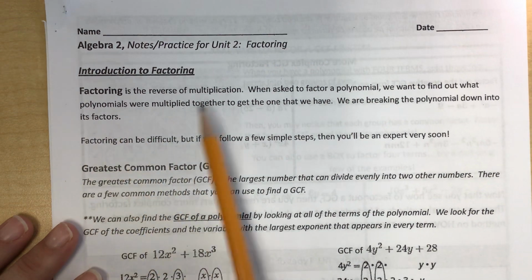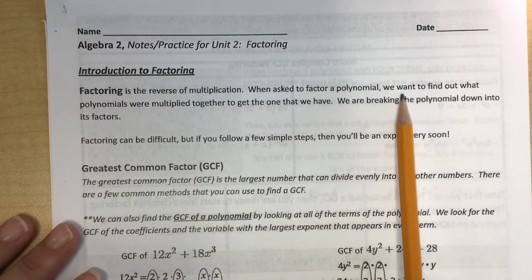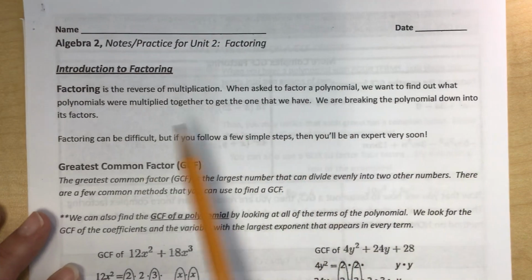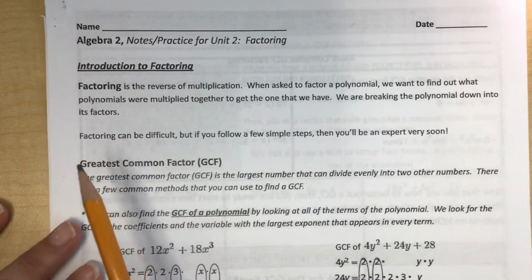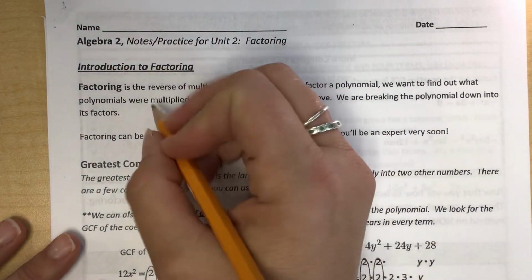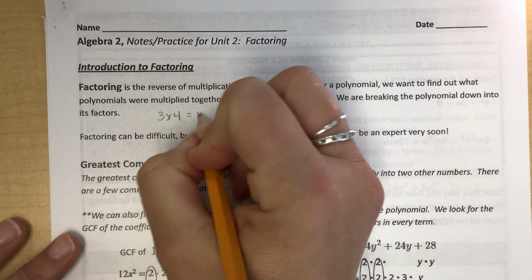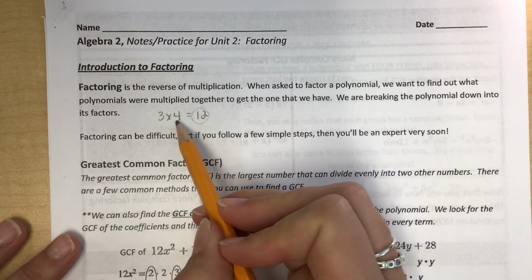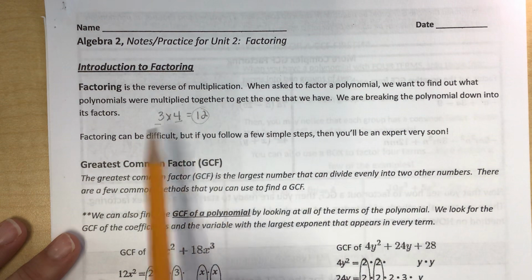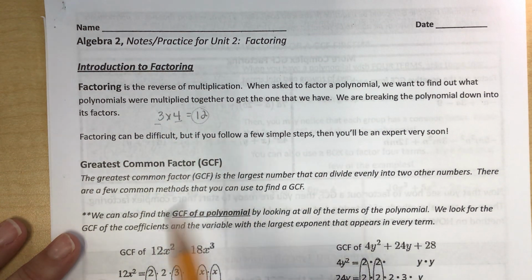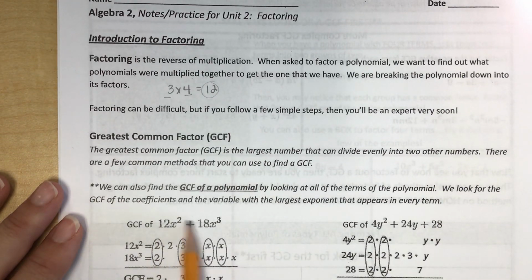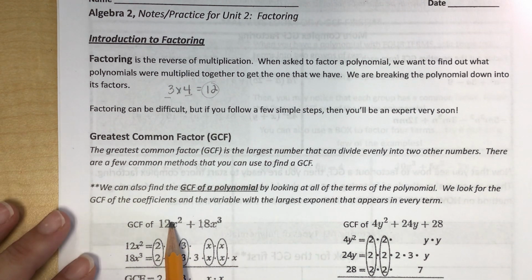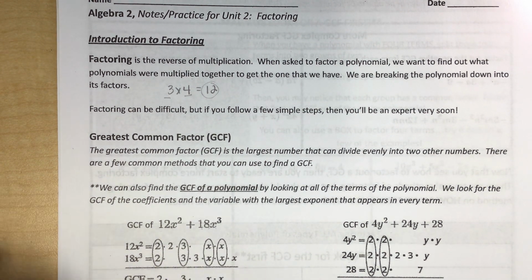All right, so factoring is the reverse of multiplication. When asked to factor a polynomial, we want to find out what polynomials were multiplied together to get the one that we have. We are breaking the polynomial down into its factors. Think about 3 times 4 equals 12. We took the number 12 and broke it down into its factors, right? So 2 numbers that multiply together to give you that. Now if we have a polynomial, with letters and exponents, how did I get to this? What 2 things did I multiply together to get this? And that's what we're looking at.